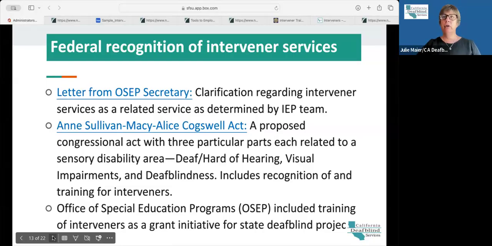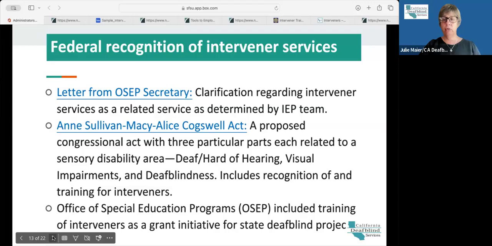I've heard from administrators and program specialists that I've spoken to about whether or not this is recognized in IDEA or from the federal level. So it is not in IDEA as it is currently written from the 2004 reauthorization. In future reauthorizations, we hope that it will be.